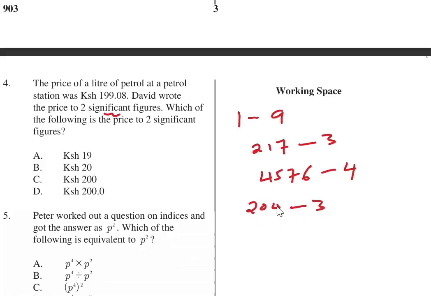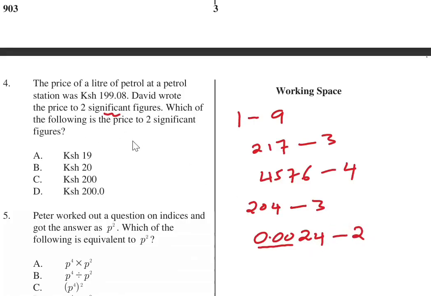When 0 is before a number, for example, we have 0.0024. If the zeros are in front of the significant figures, don't count them as significant figures. So this number has how many significant figures? You count 1, 2. So it has 2 significant figures. I hope you are getting it.